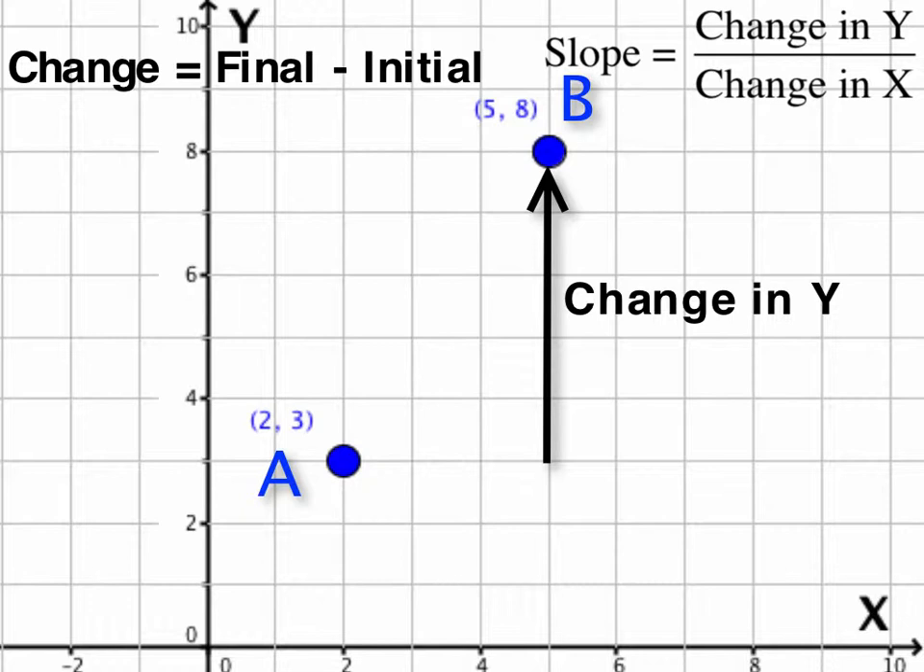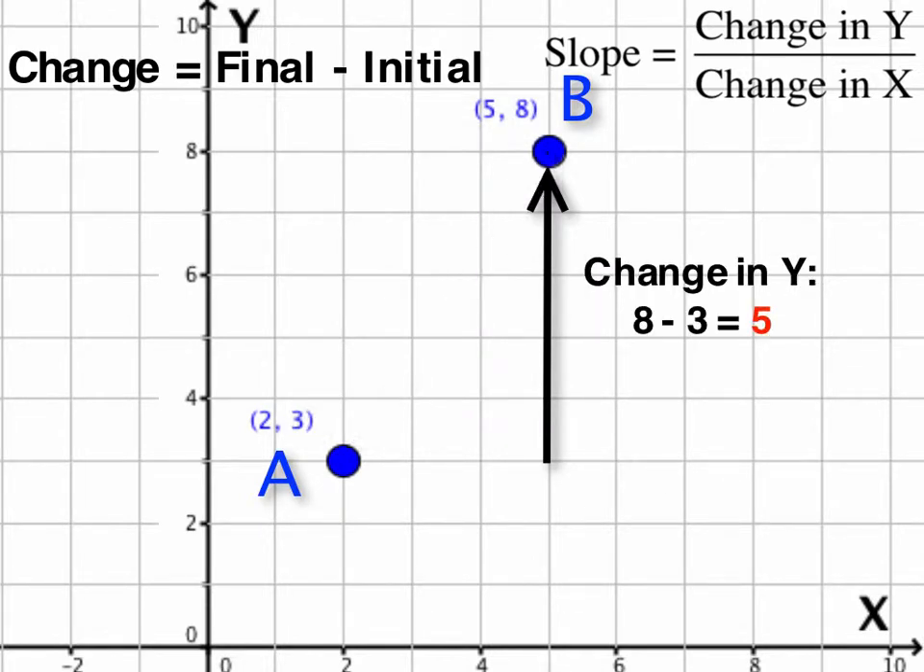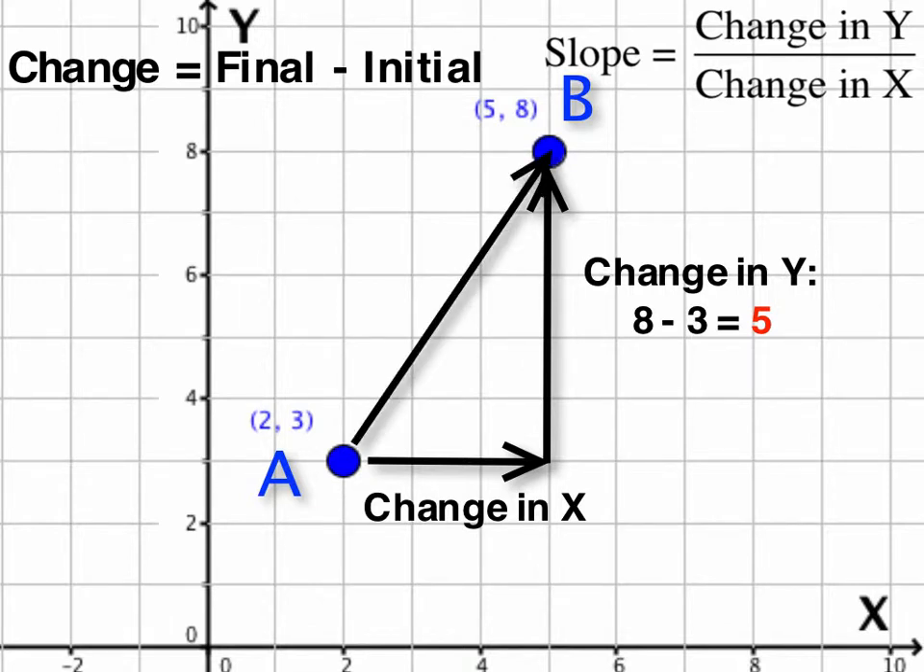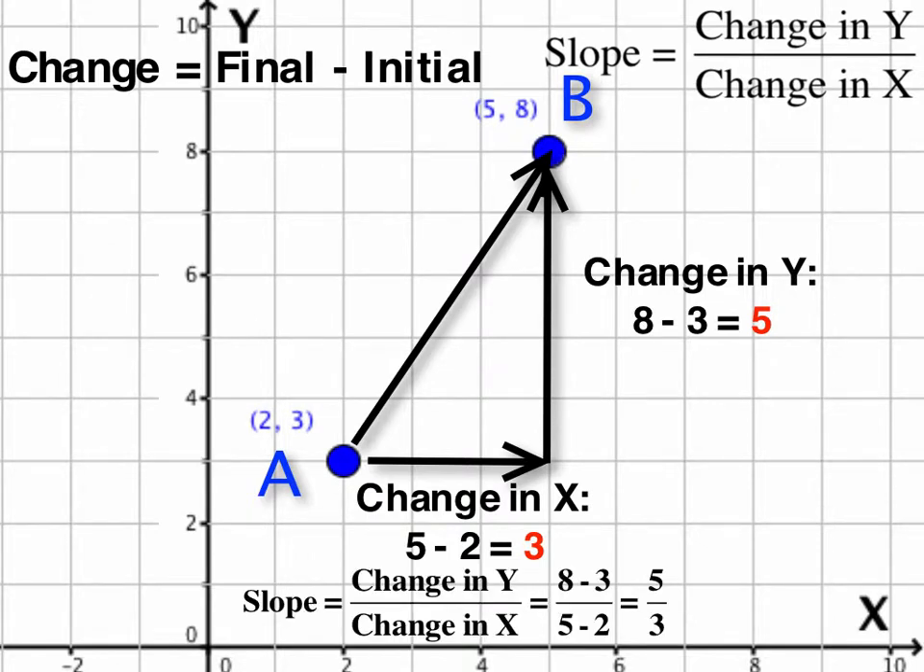In this case, since we're starting at point A and ending at point B, the change in y will be the y-coordinate of point B minus the y-coordinate of point A. So 8 minus 3 equals 5. Next, let's find the change in the x values. Using the same strategy as before, we find that the change in our x value going from point A to point B will be the x-coordinate of point B minus the x-coordinate from point A. So we've got 5 minus 2 equals 3. So we have our change in y and our change in x, so we're ready to find the slope. The slope in this case equals 5 over 3.